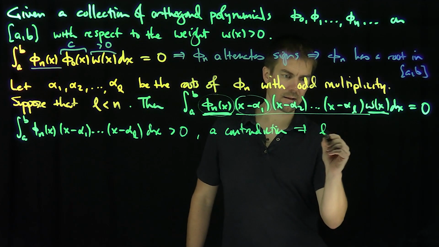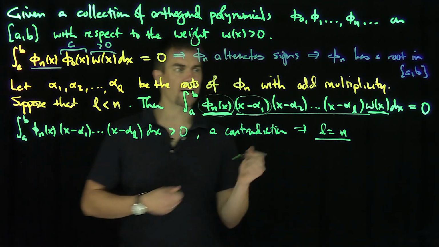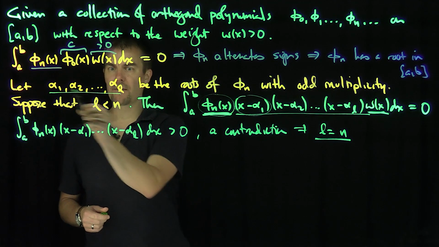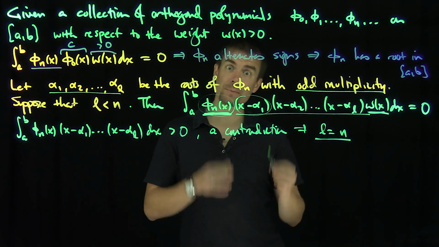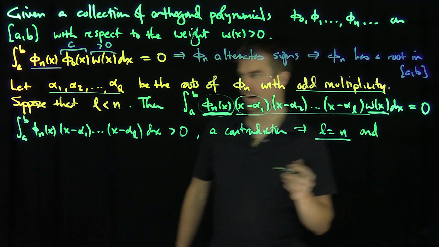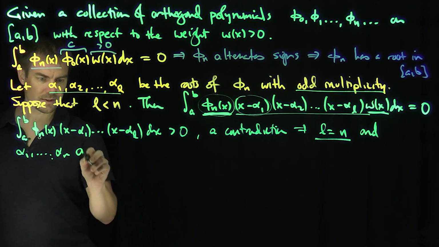And that implies that L is equal to n, and that tells me what? That tells me that the roots of phi n, alpha 1 through alpha n, there are n roots, and they're all of odd multiplicity, which means they have to be simple roots. So alpha 1 through alpha n are simple roots.